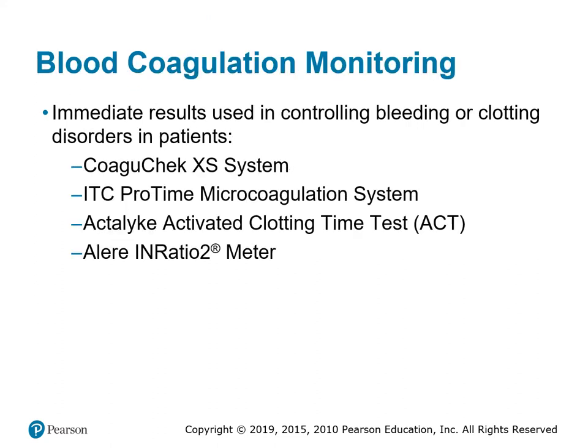All right, blood coagulation monitoring, immediate results used in controlling bleeding or clotting disorders in patients. Coag-U-Check XS system, ITC Proton microcoagulation system, Accu-clot activated clotting time test, or Allure N ratio 2 meter. I've never worked with any of these machines.